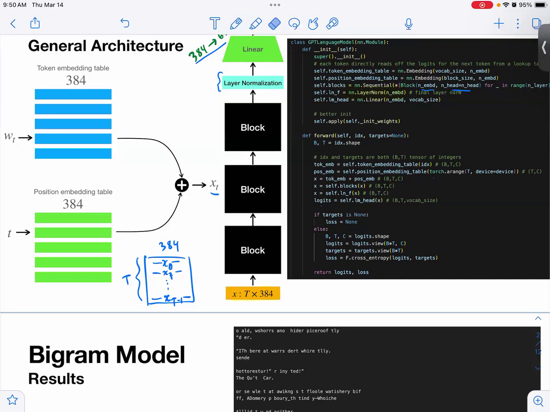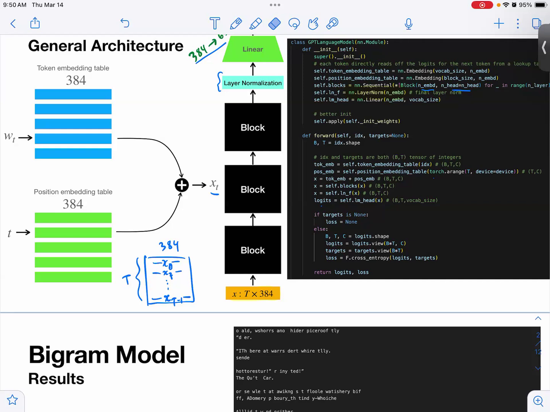Is there any question about the general architecture of this? At this point, the key idea is word embedding and also position embedding. And then we need the transformer blocks, which we treat as black boxes. Otherwise, you can see it's pretty simple.